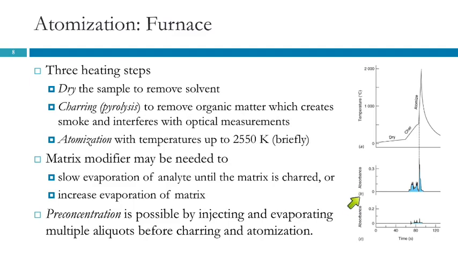In this graph here in B, we're seeing that there's some absorbance occurring here during the charring step. That could be due to smoke, or it could be due to something in the matrix that's absorbing at our chosen wavelength. And then when it's atomized, we get this nice steep signal here. I honestly don't know what graph C is.